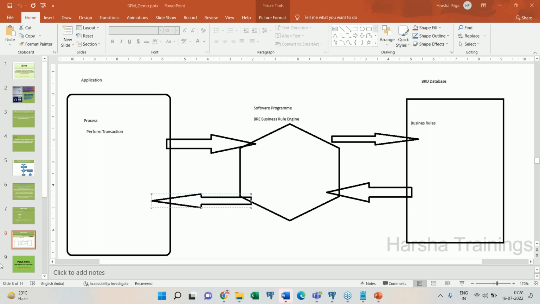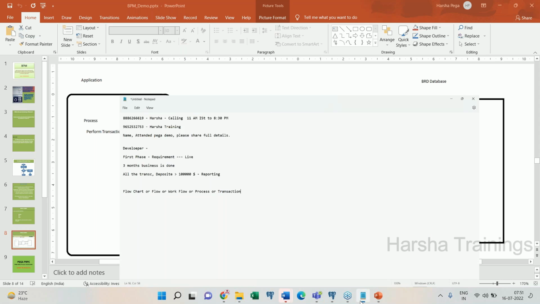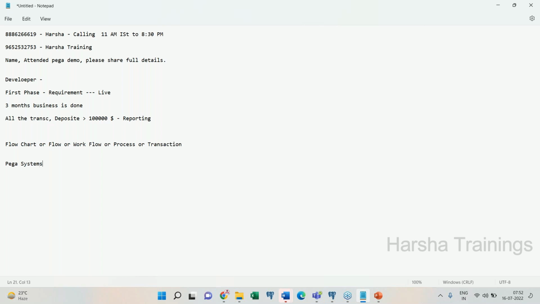So now there is a company called Pega Systems. The company name is what? Pega Systems. Pega Systems wanted to build a software product. What is this product about? Application development plus business transaction processing. They wanted to design and develop a system like this. For this, they can use the traditional approach or they can use the BPM approach, the BPM methodology. They have taken the BPM methodology and they have developed a tool called PRPC. What is the name of the tool? PRPC.